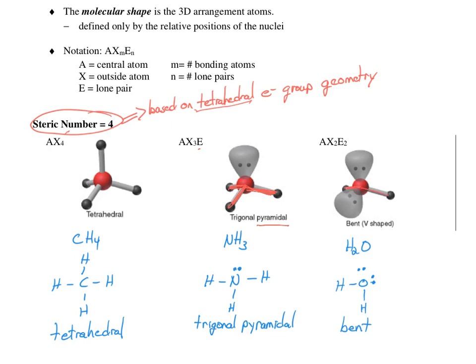Water is a classic example of AX2E. The overall electron group geometry is based on a tetrahedron. 2 of the positions are taken up with lone pairs, so the resulting molecule, the relative position of those nuclei, is a bent geometry.